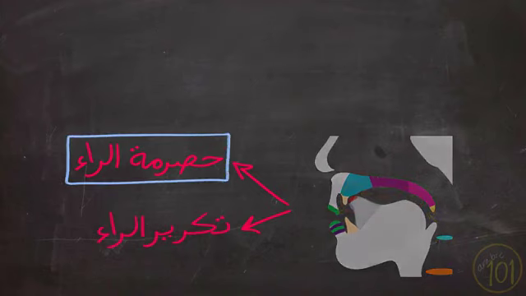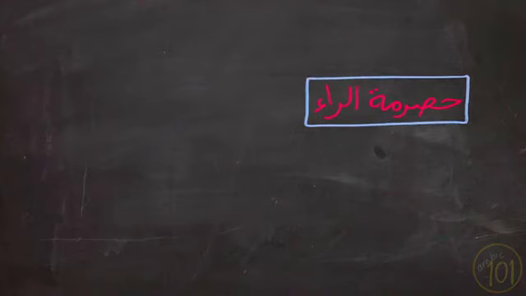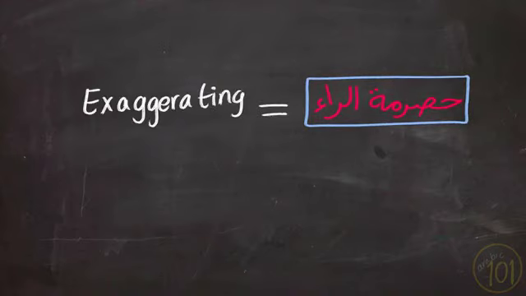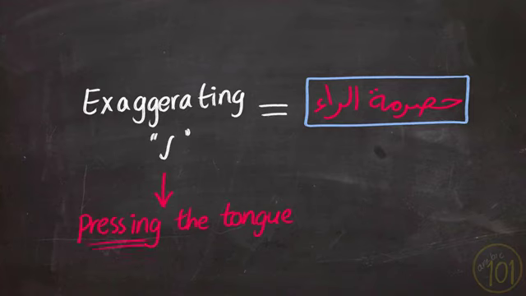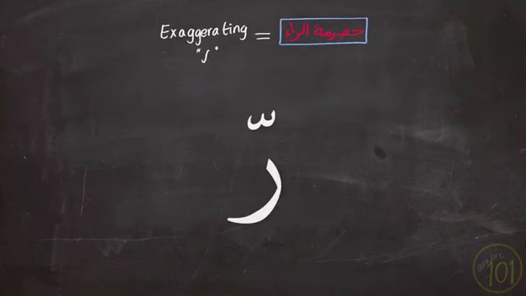First one to avoid is حصرمت الراء. Now, the Arabic name of this mistake refers to exaggerating the pronunciation of the ra, which happens by pressing the tongue too much, and the result is that you have a sound that is closer to the ta than the ra. This happens particularly when you are dealing with a ra that has shadda on top of it, and if you press your tongue too much, this sound will be generated.